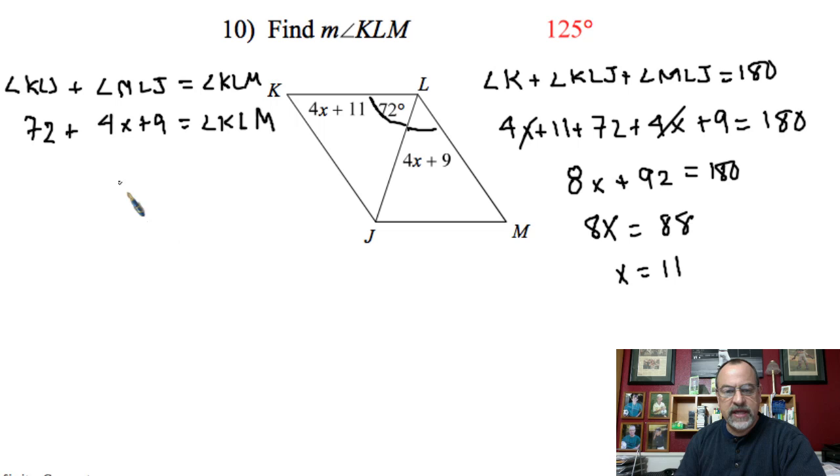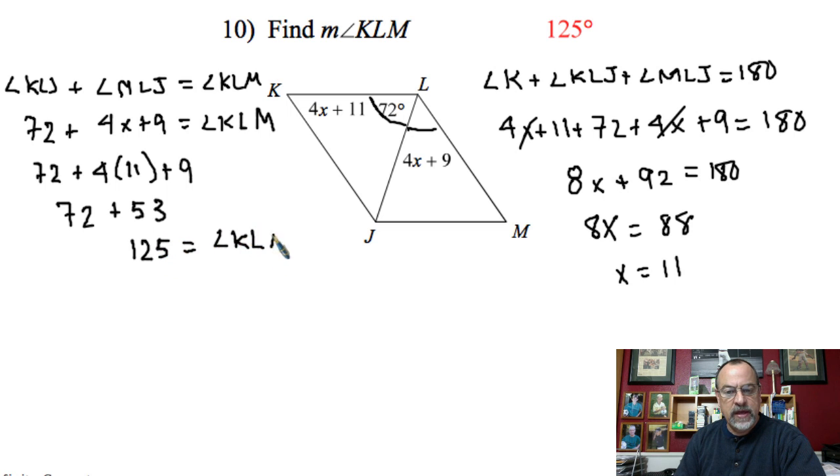Now I know what x is, it's 11, so that's going to be substituting 11 in for that, plus 9, so this is 72. 44 and 9 is 53. So together that's going to be 125. So 125 then would be the measure of angle KLM. Alright? So a little bit more work to do on that, but again, remember the two things we use in this lesson, the fact that consecutives are supplementary and that opposites are equal.